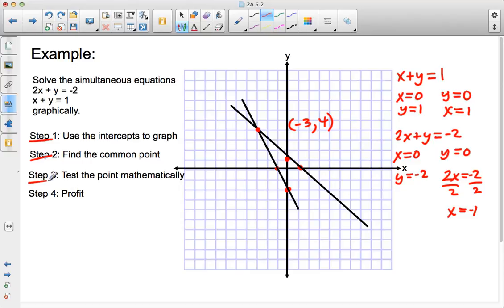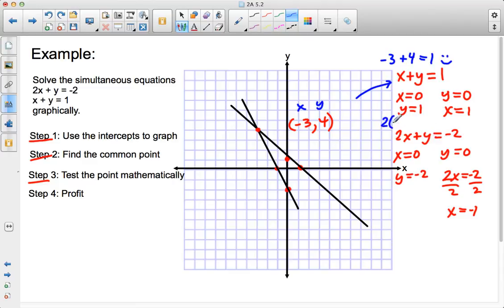Step 3, I want to test the point mathematically. Here's where a lot of us often forget. Here's a step that we often skip. But I'm going to go ahead and test these points out in both of my equations. So if this is my x and this is my y, I'm going to plug it into this first equation, x plus y equals 1. So negative 3 plus 4 equals 1. That's true. Now I'm going to take a look at 2x plus y equals negative 2.